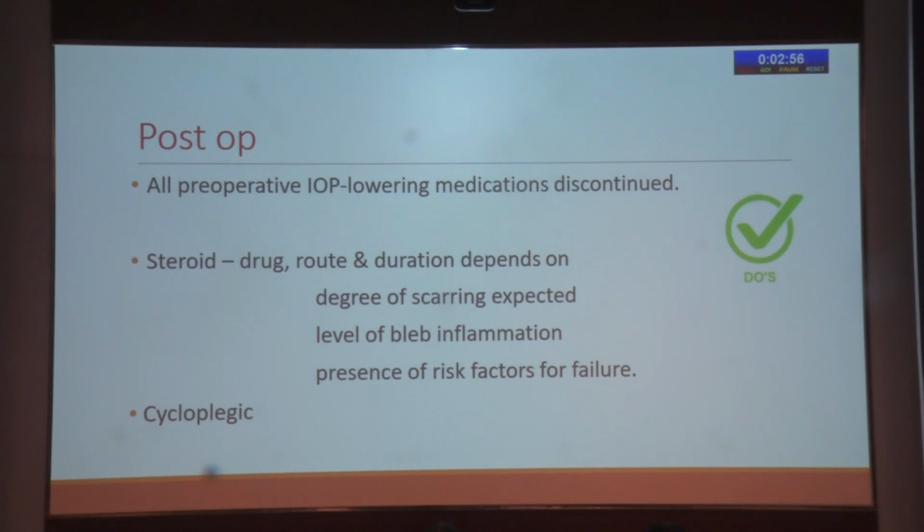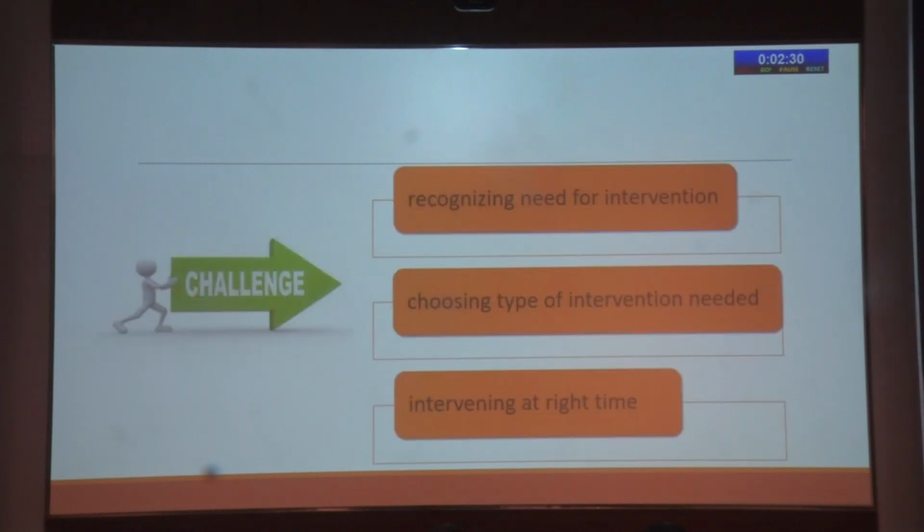All pre-operative IOP lowering medications should be discontinued, because sometimes we forget to explain this to the patient. They continue all the pre-operative meds, especially acetazolamide or glycerol, and then it leads to inadvertent hypotony. The steroid route, duration and drug would depend on the degree of scarring that is there, the level of bleb inflammation, and the inherent risk of failure in that patient. And of course, a cycloplegic to deepen the AC and for the control of inflammation.